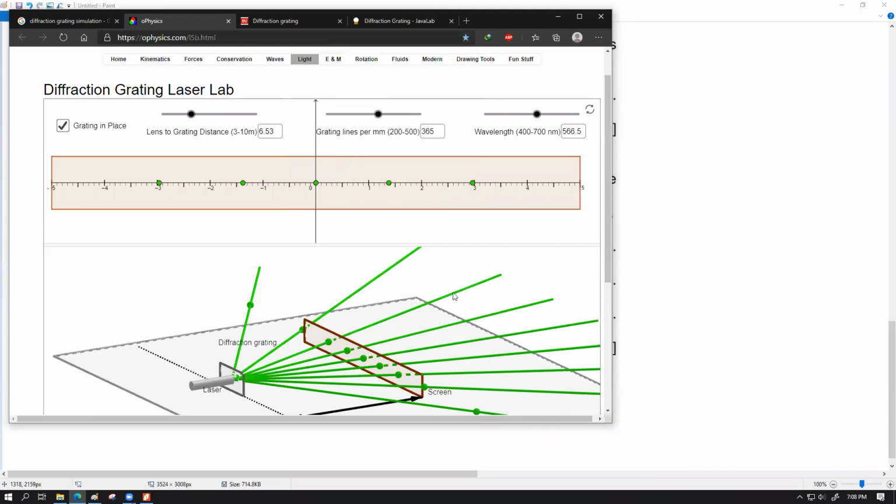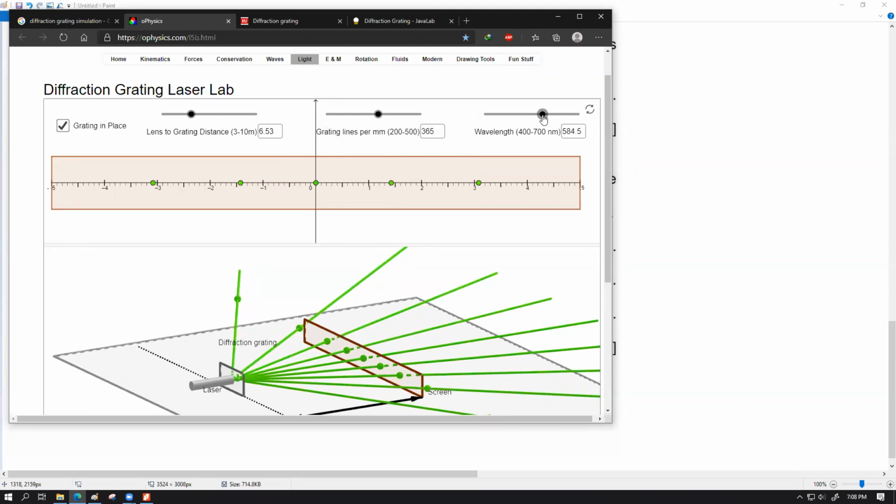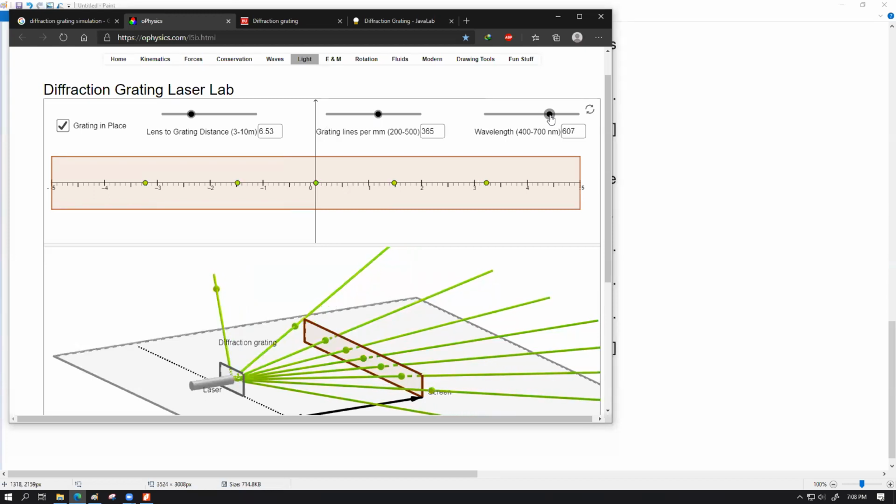Okay. Bookmark. Now, take a look. If I now increase the wavelength a little bit, the wave pattern is spreading out. Do you see that?